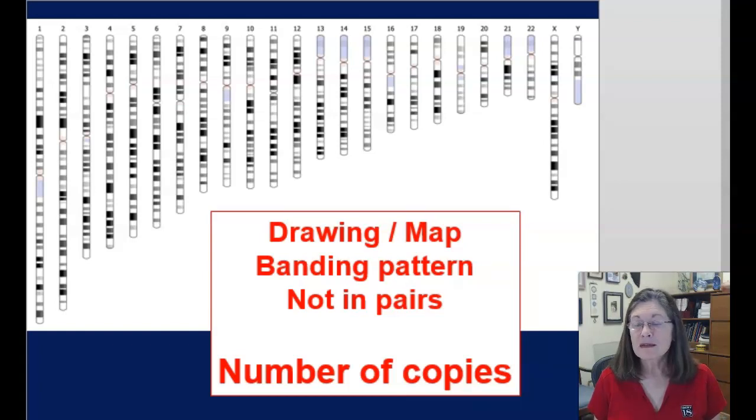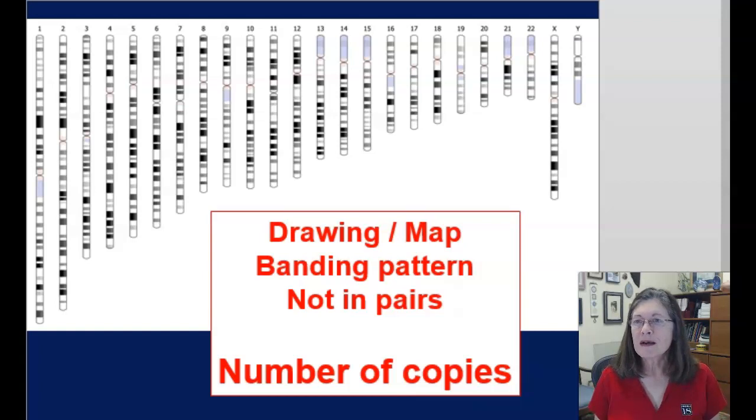So the report you're going to see may have a picture like this, and you're going to know this is a molecular analysis report because these are drawings of the chromosomes. Yes, the banding pattern is there, but these drawings serve as sort of a map of the chromosome. And you know that it's for a microarray report because these chromosomes are not shown in pairs. It's just a single copy of each chromosome, considered to be the map of the chromosome.